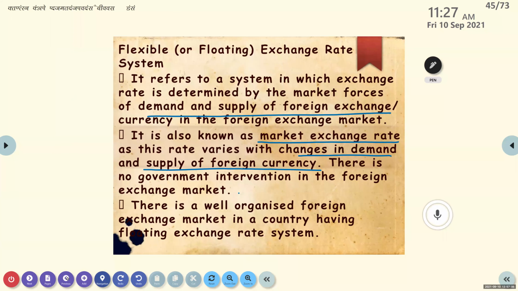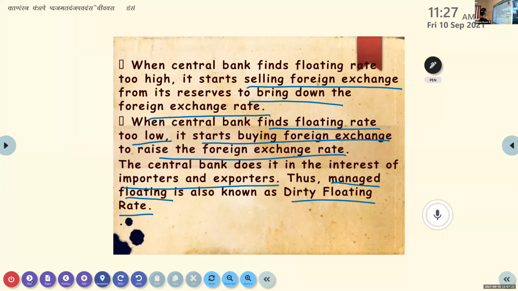Ma'am, the exchange rate of a currency is fixed by the government. Karthik, what do you mean by flexible exchange rate? Ma'am, the exchange rate is determined by the market forces. What are the market forces? Demand and supply.